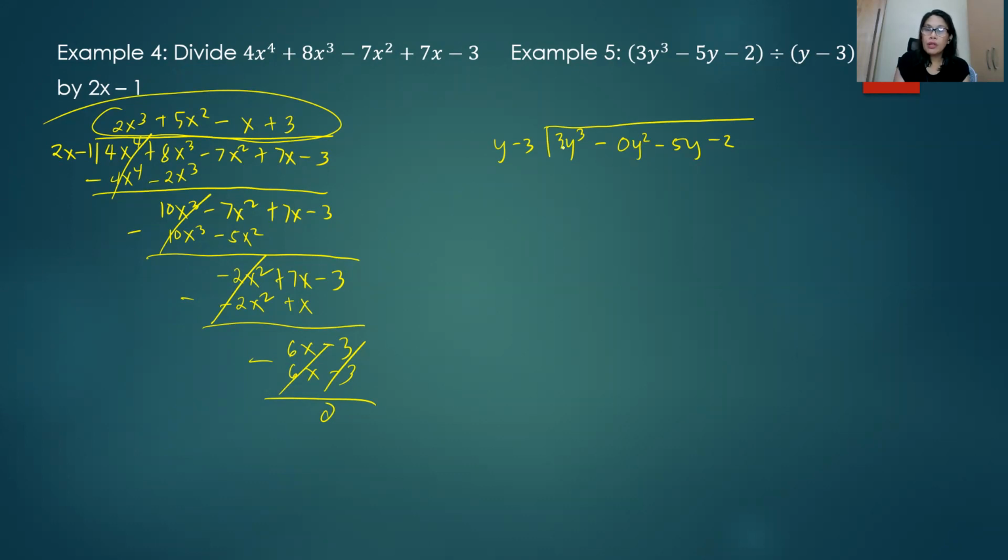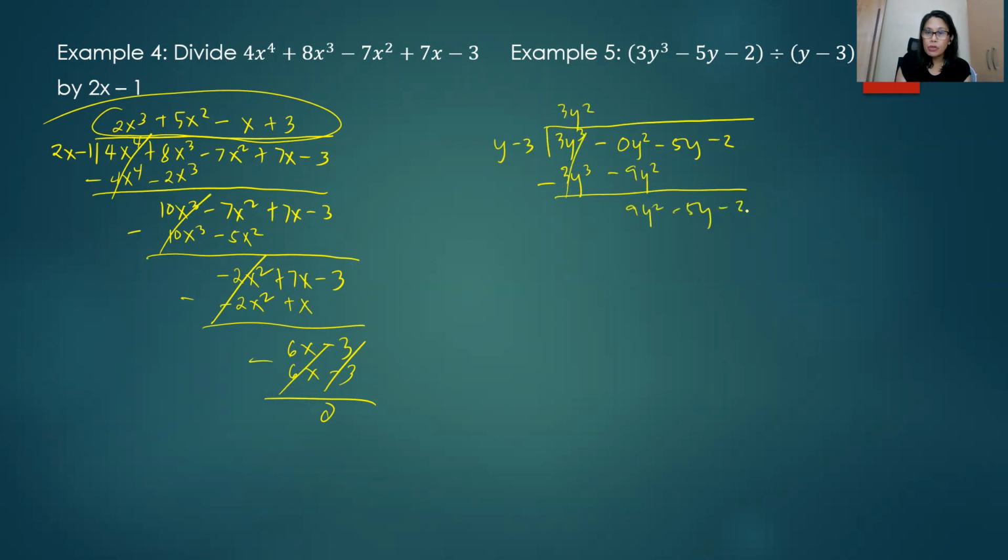No? And then we divide 3y cubed by y. So we have 3y squared. And then 3y squared times y, we have 3y cubed. And then 3y squared times negative 3. So we have negative 9y squared. So we place this on the same column with this one. And then we have 9y squared here.